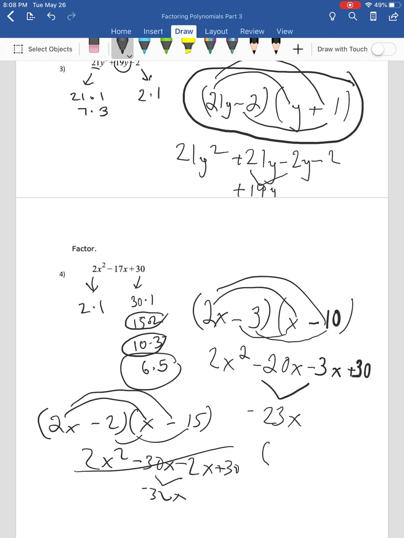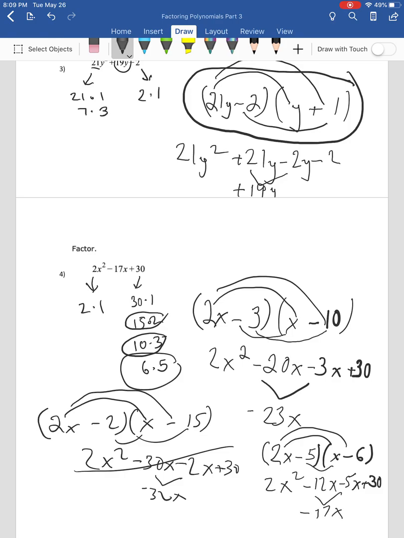Let's try 6 and 5. 2x, x, 6, 5: 2x squared minus 12x minus 5x. There's our 17, plus 30, negative 17x. Okay, that's the pair that's going to work. Again, trial and error. I know it's a little annoying. Sometimes you need to try 3, 4, 6 possibilities, but if you're good at multiplying binomials, you're going to be good at factoring.